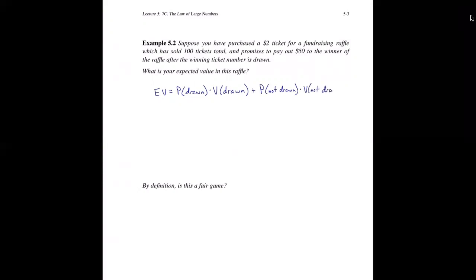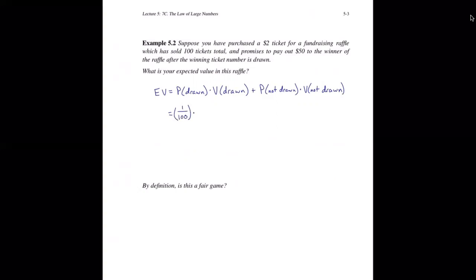Okay, so pretty easy to start. So we have the probability that our ticket is drawn. Well, we have one ticket. There are 100 tickets, so 1 out of 100 chance to be drawn. The value if we're drawn, well, we're going to win $50. We would almost close that up, right? We almost close parentheses and move on.